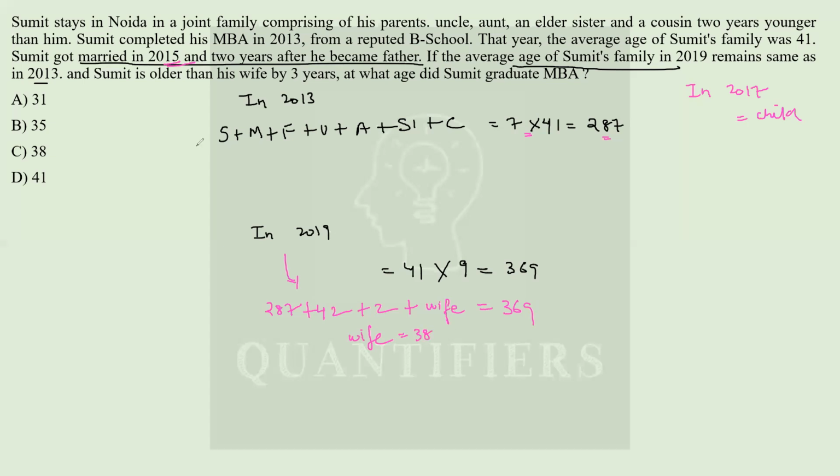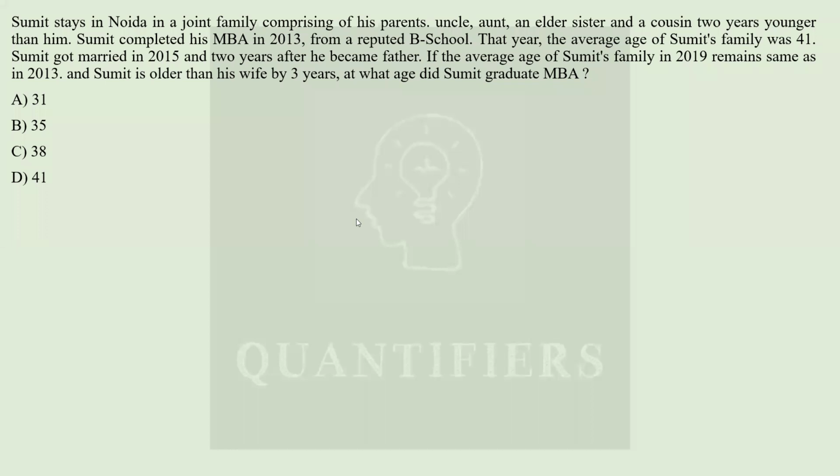So if age of wife is 38, Sumit is 3 years older. So if Sumit is 3 years older, Sumit's age will now be 41. But the question is, what was the age of Sumit when he graduated? So that means he graduated in 2013 and 41 is the age in 2019. So in 2013, 6 years back, age of Sumit will be 35 years. So a very tough one from exams point of view, right? Even if students try to solve it, many of them answered it wrong.